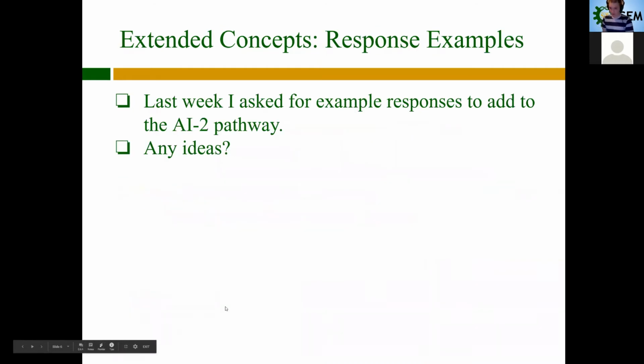Okay, so last week, I don't know if any of you guys did this, but I asked for example responses. So something the bacteria would do as a response to add to the autoinducer pathway. So something you'd add if the bacterial population gets to a certain size, you want something to happen. What would those things be? If any of you guys did this, please say them now. I'm going to go into the ones I came up with. Okay, I'm going to go with no one did it.